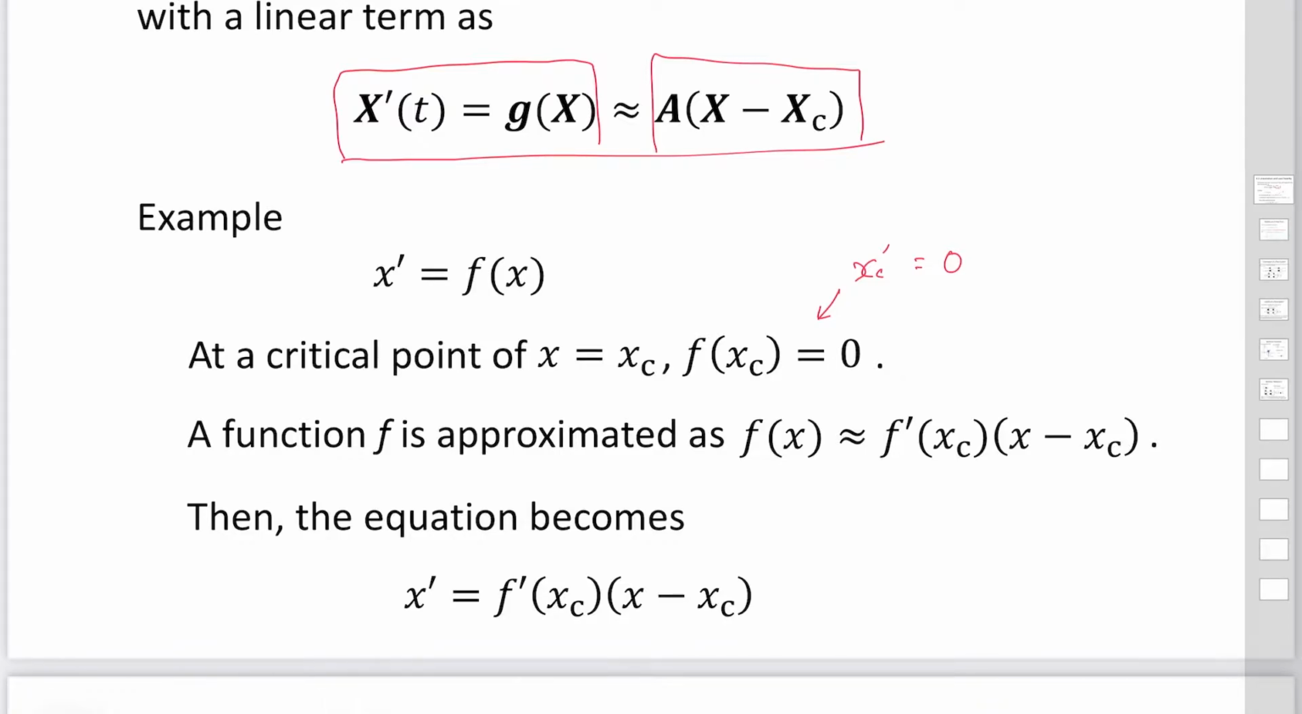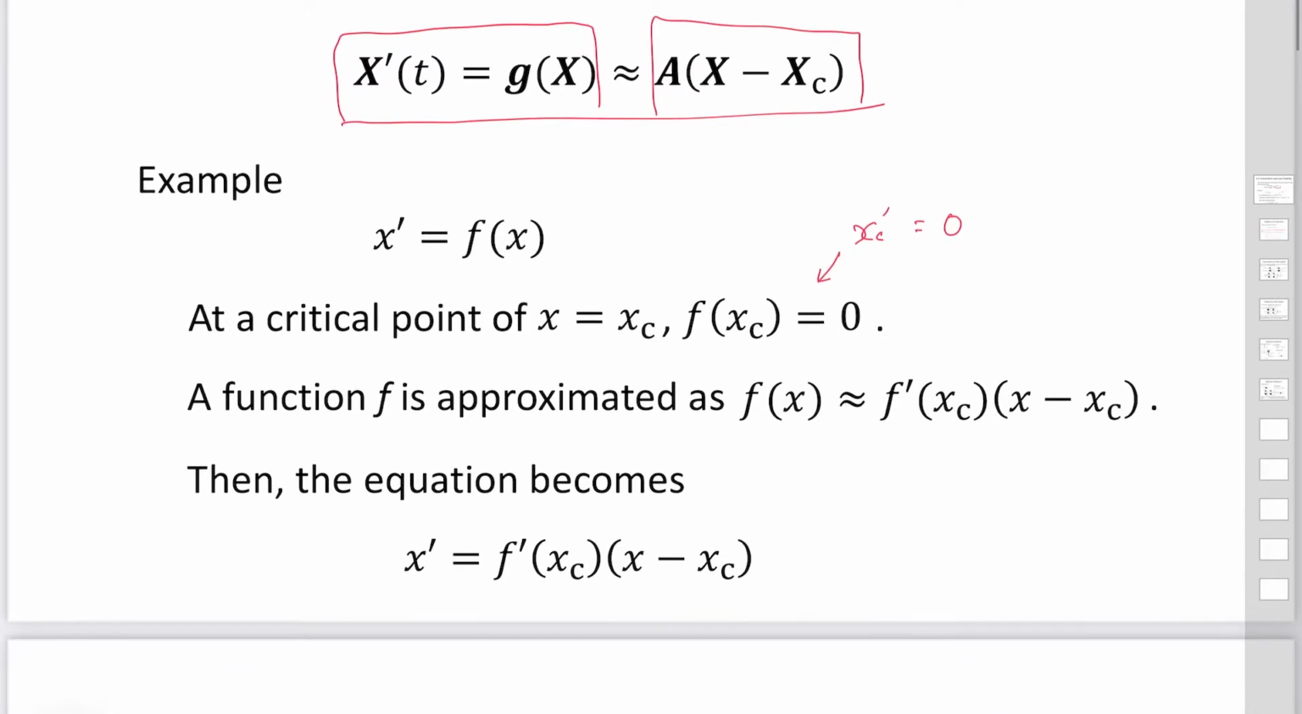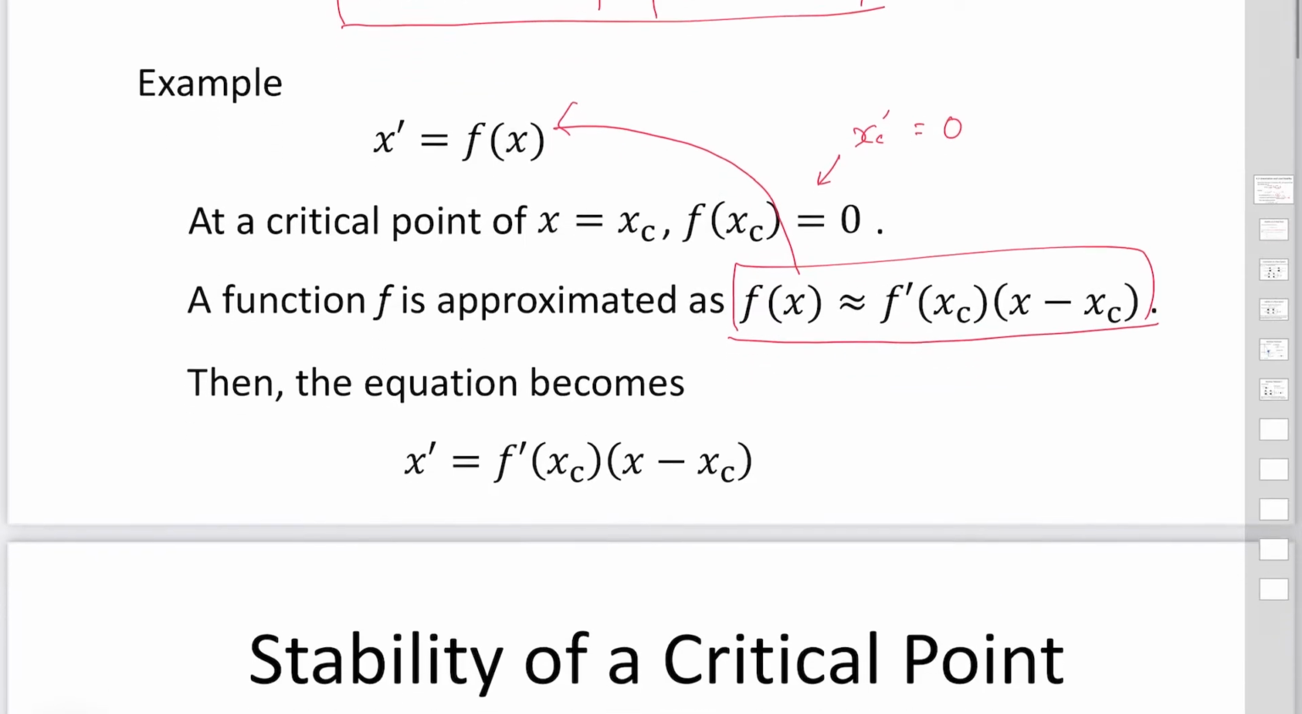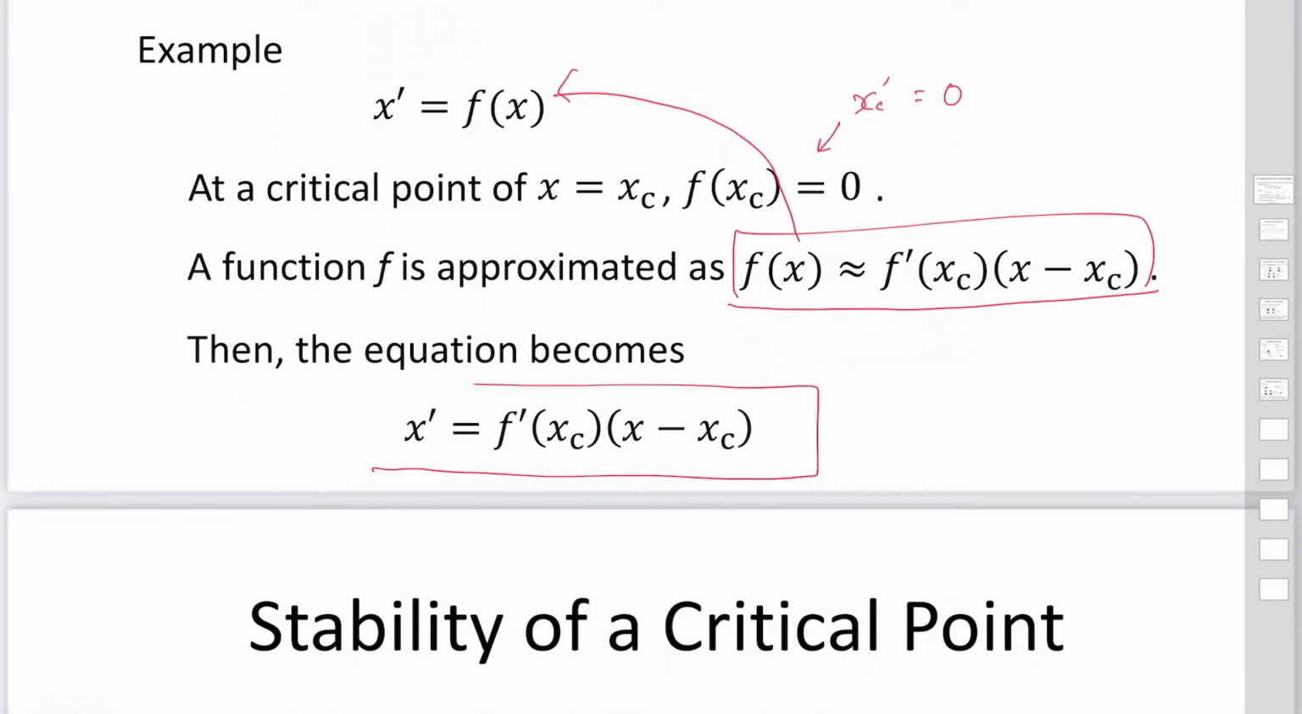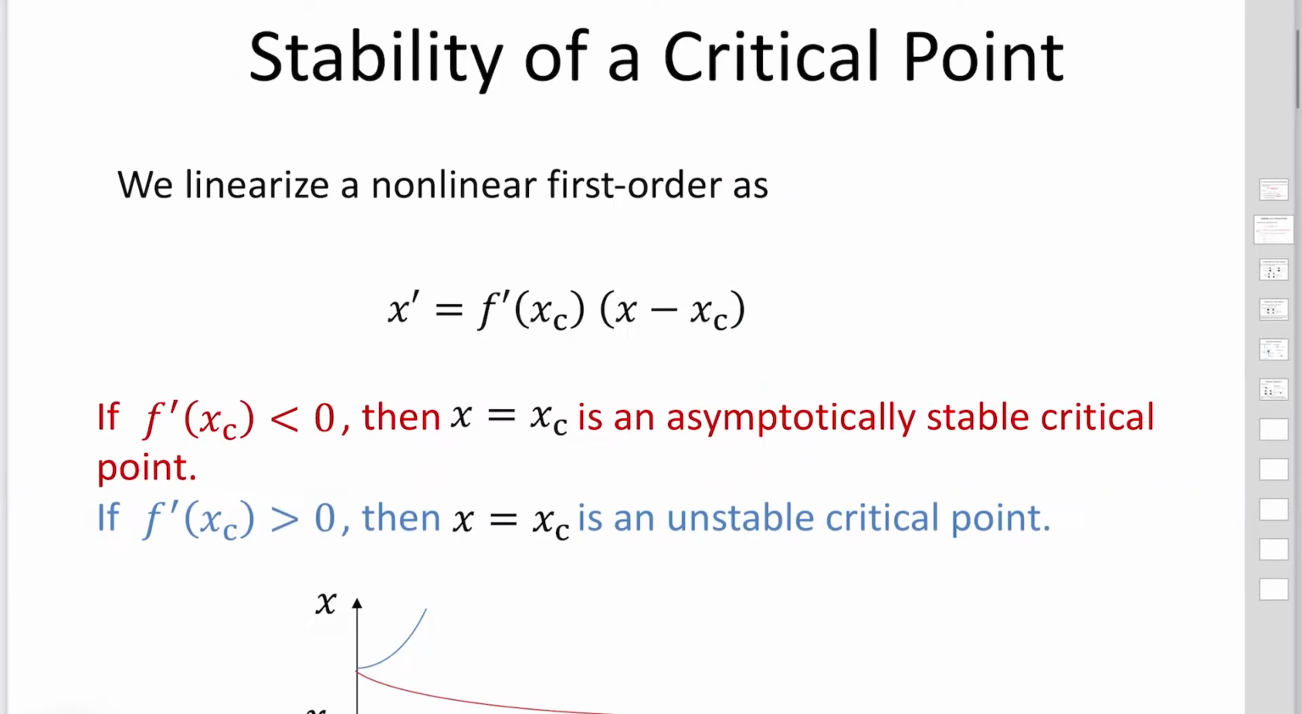Then the function f is approximated using the linear equations. Then you can substitute these equations into the right hand side of the original differential equations. The equation is transformed to this equation. Then we'd like to solve this equation. We are going to consider the stability of a critical point. So we linearize nonlinear first order differential equations as x prime equals f prime at x equals x sub c.